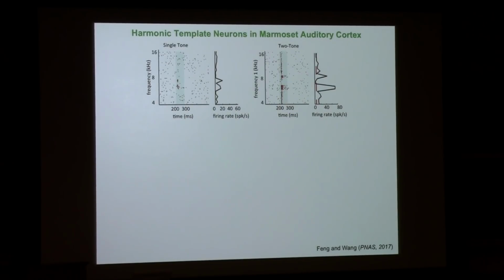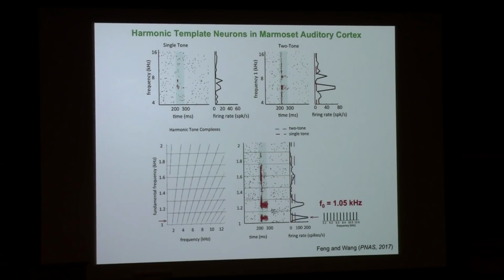And then when you move into cortex, here's the most recent data showing what the brain has to do with music. We have a neuron like this, we call it a harmonic temporal neuron. If you give one frequency, it has a little bit of response. If you give two frequencies, with one frequency here, then I change it to a second frequency, when these two frequencies are harmonically related, you get a little more response.